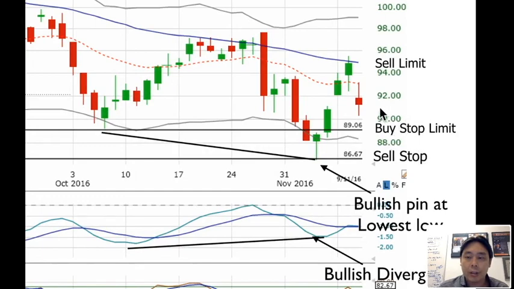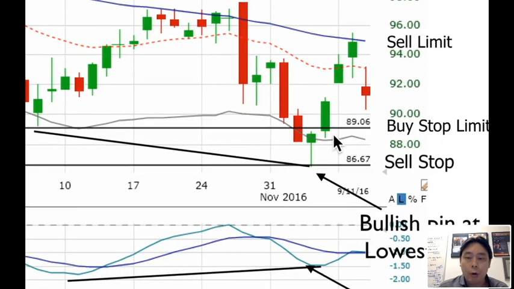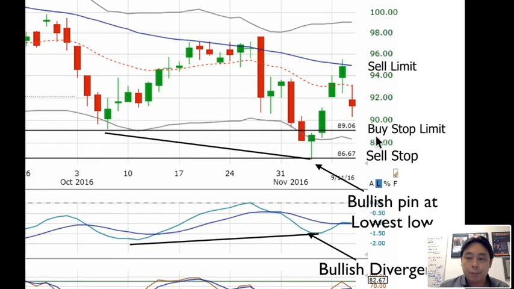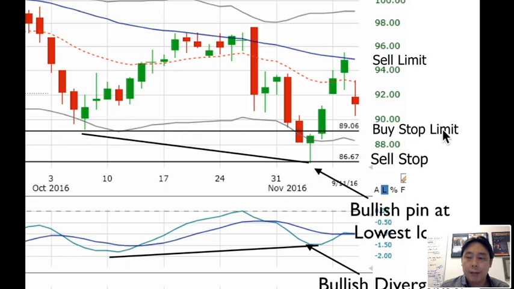This is a $90 stock, so we'll place our buy order about 5 cents above the high of this bullish pin bar. So the stop price would be 5 cents above the high of this candle, and the limit price would be another 5 cents above the stop price. What does this mean? This means that the next day, if the price goes 5 cents above this pin bar, it would stop and buy at the market price.